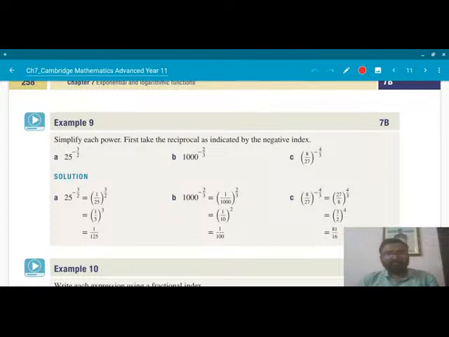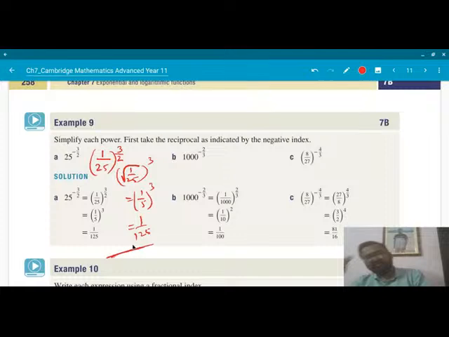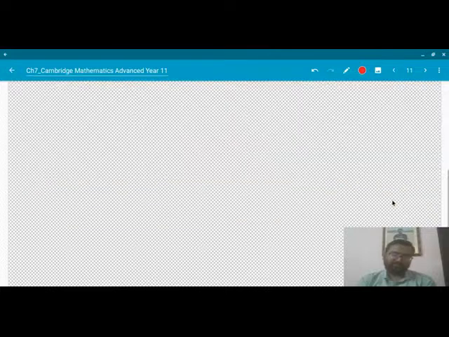Simplify each power. Here it is 2 power minus 3 by 2. Make it positive by sending the denominator inside. It's the square root of 1 by 25, whole power 3. It's nothing but 1 by 5 whole power 3, which is 1 by 125. Everything is important. After a lot of practice, you can assure yourself that you are doing the right thing.